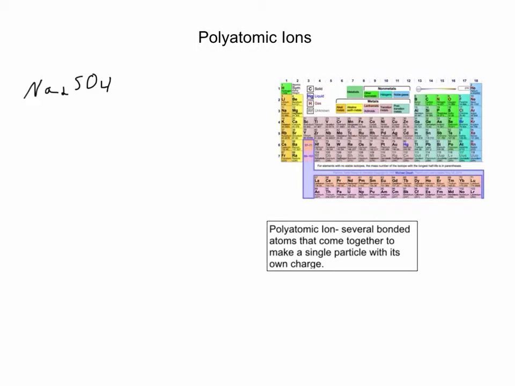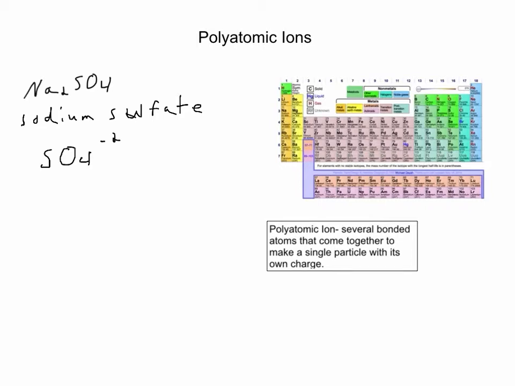In this case, this is called sodium sulfate. Sodium sulfate. So the sulfate ion looks like this. It's 1 sulfur, 4 oxygens, and as a whole thing it has a charge of -2. When we balance and write compounds with polyatomic ions, we have to be a little bit careful.